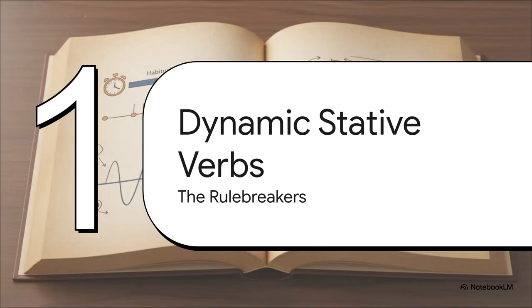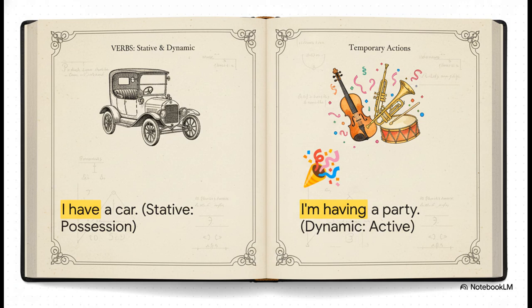But of course, there are exceptions. Section 5, rule breakers, are dynamic stative verbs. English is a highly flexible living language, and this is where our static states put on a dynamic disguise. Take the verb have. When have means to physically own or possess something, it is strictly stative. I have a car. But when its meaning shifts away from possession to actively experiencing an event, like having a party, having a bath, or having a good time, boom, it suddenly welcomes that continuous -ing. You are in the dynamic process of the event.